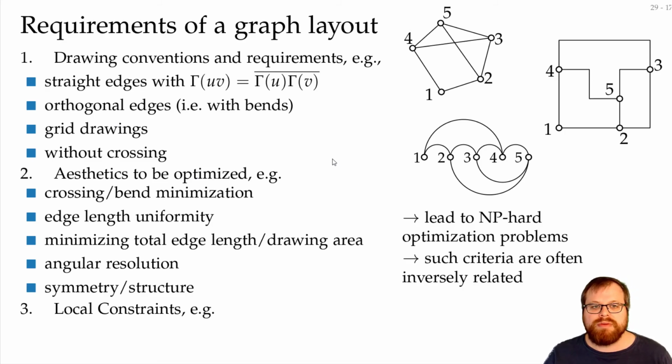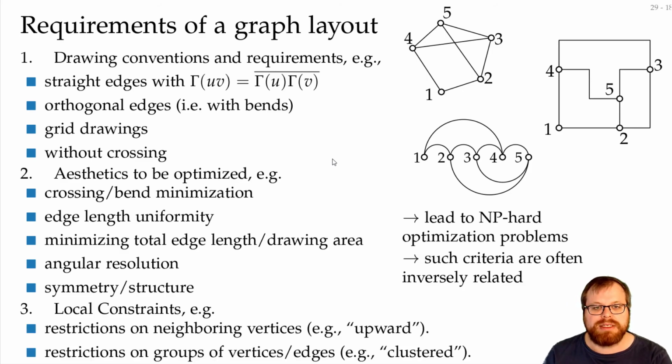These can both be hard constraints, it has to be like this, or it can be optimization constraints, it should be as good as possible, or something completely different. For example, we can restrict that all edges have to be drawn upwards. Or we can have groups of vertices and edges that should be drawn closely together, so they should be clustered.